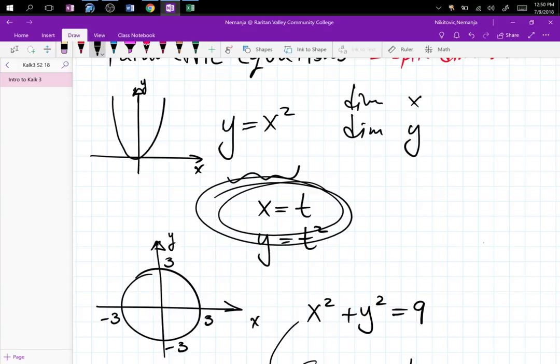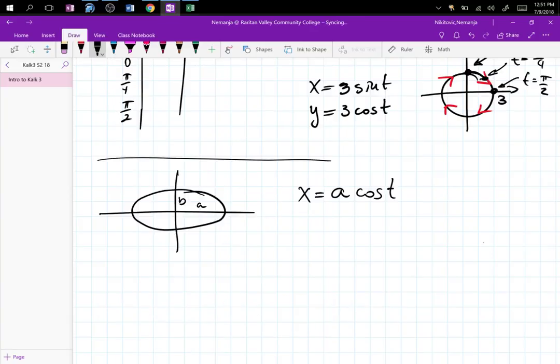It has two different radii, major and minor. So the parametrization for something like this would be x equals a cosine t and y equals b sine t, for the orientation in a counterclockwise direction.